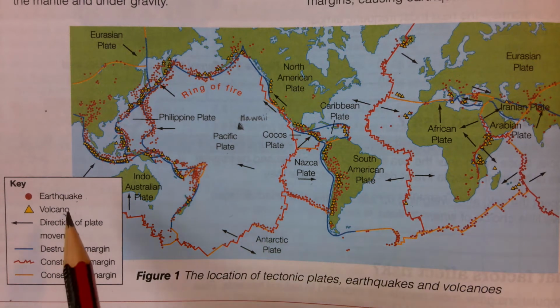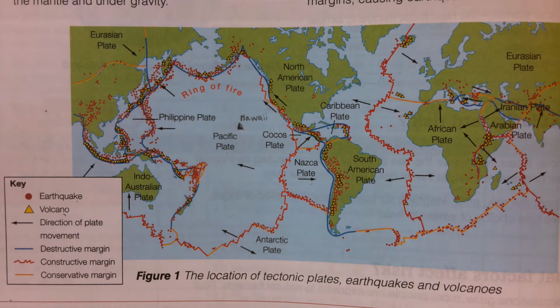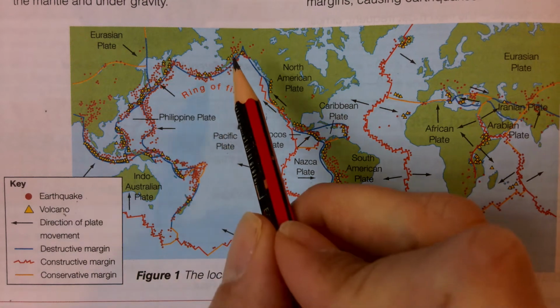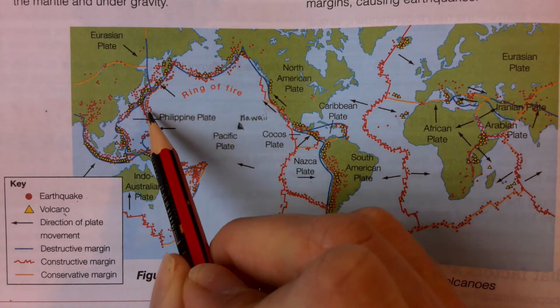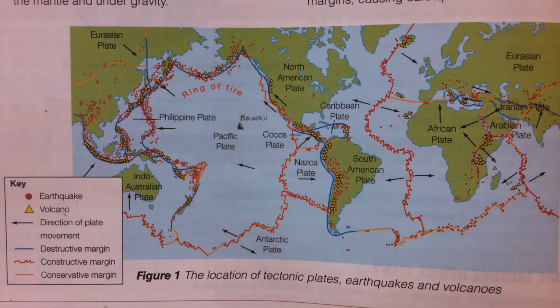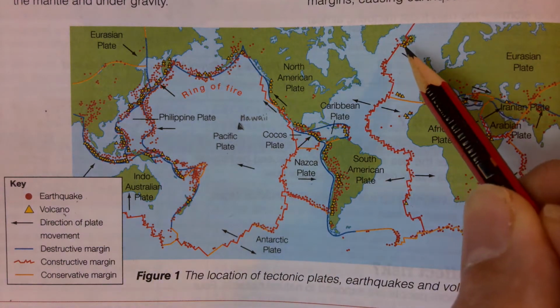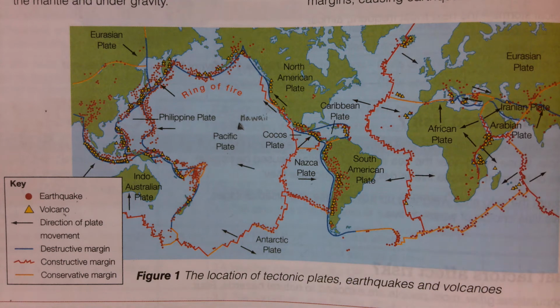Returning to the pattern of earthquakes and volcanoes, if you're asked to describe the distribution of earthquakes and or volcanoes, we can say that they are in broad belts along the margins of tectonic plates. So where two plates meet, we have broad belts of volcanoes and or earthquakes.